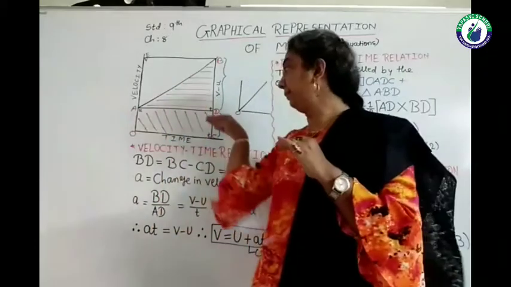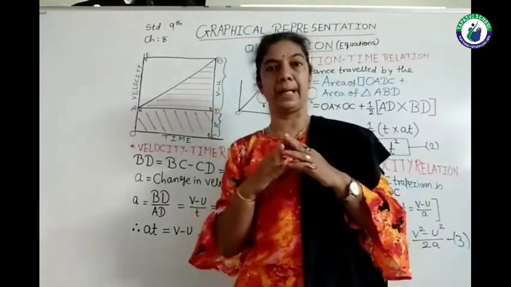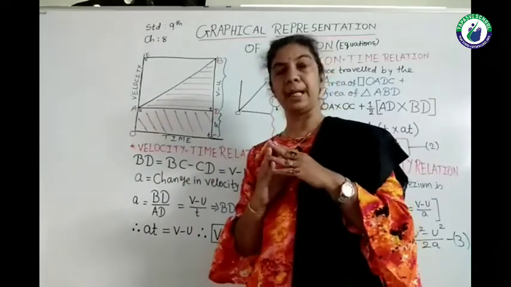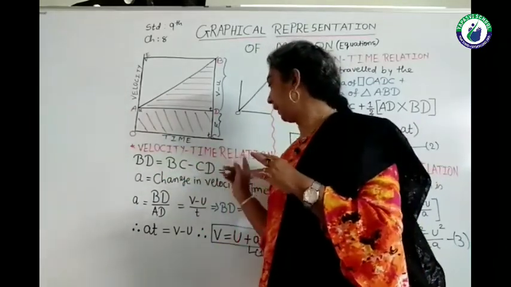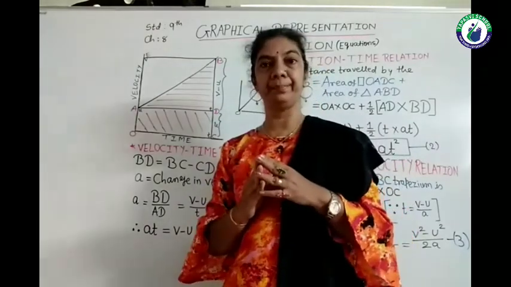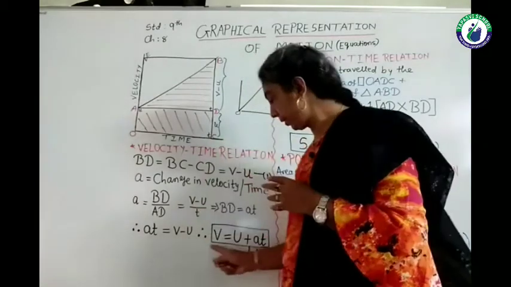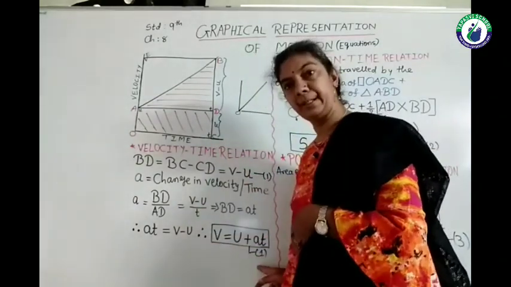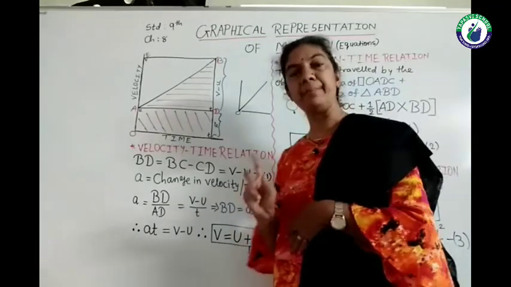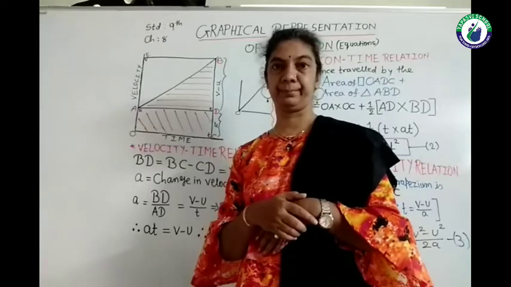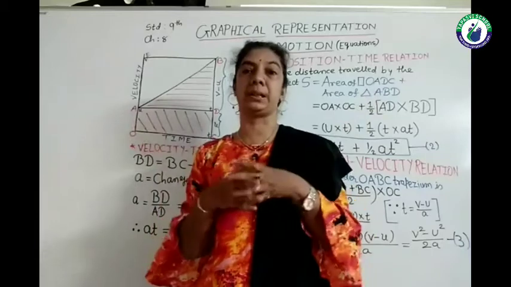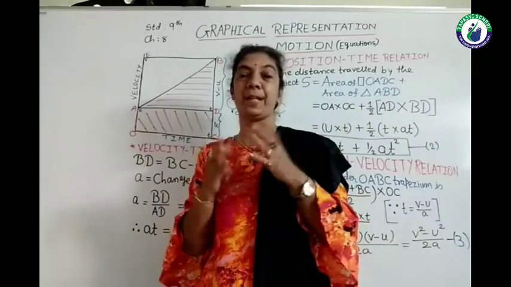After the diagram and the description of the diagram, the first relation we are deriving is the velocity-time relation. Why are we saying velocity-time? Because the equation which we get here will have velocity as well as time in it. Fine, you will have the question: where are we going to use all these things? What is the need of this? Why are we doing this?